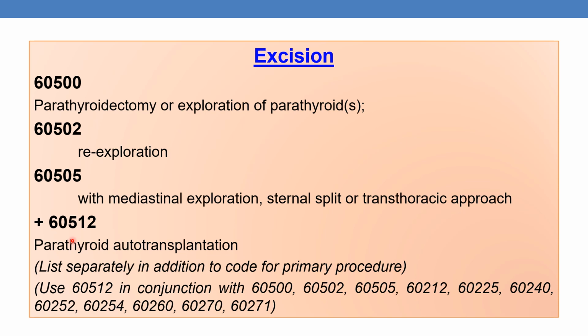Next is an add-on code plus 60512. Parathyroid autotransplantation. It is listed separately in addition to the primary procedure because it is an add-on code, and use 60512 in conjunction with either 60500, 502, 505, 212, 225, 240, 252, 254, 260, 270 and 271.